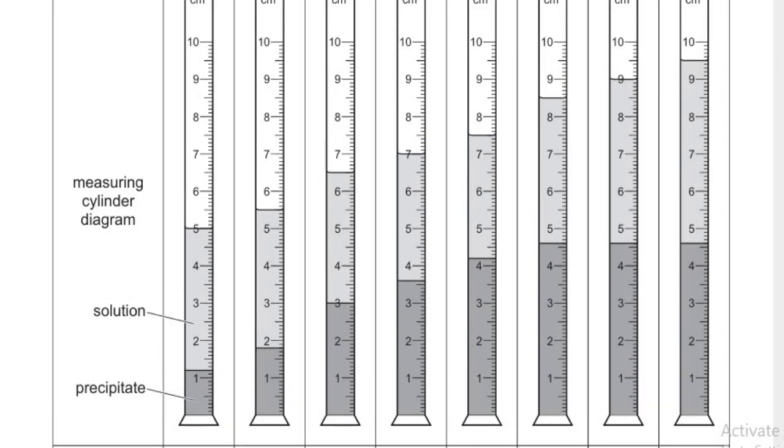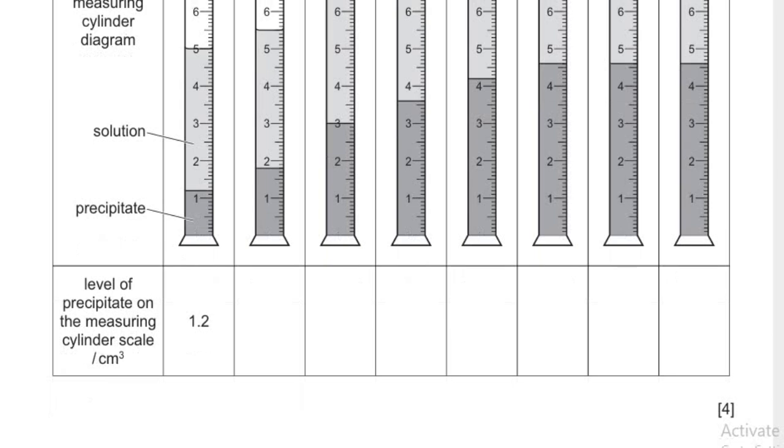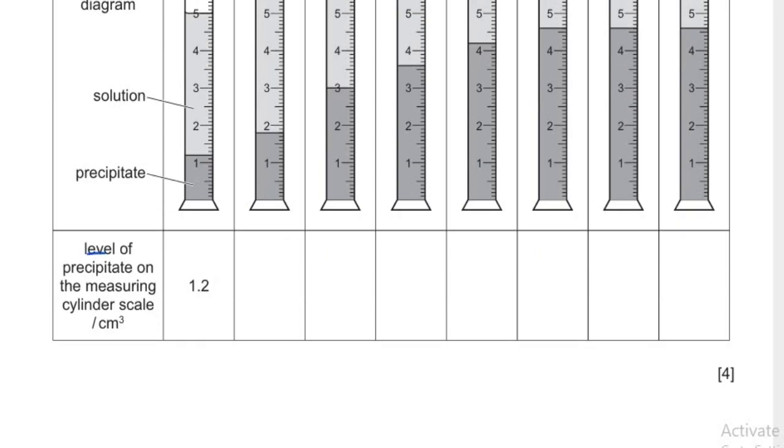Yes, in this the measuring cylinder pictures are shown where the level of precipitate is shown, and we are supposed to note down the level of precipitate on the measuring cylinder. The example is given 1.2 because this is 1.2 level of precipitate. So here if we check, it is 1.8 cm³ on the measuring cylinder. The third one is exactly 3, so we can write 3.0. The next one is 3.6, so 3.6.